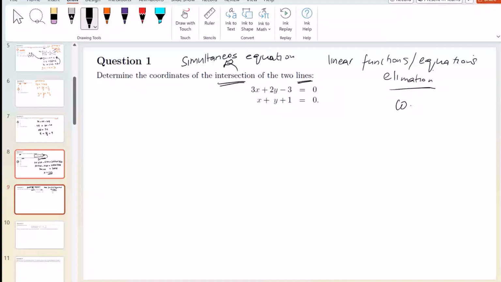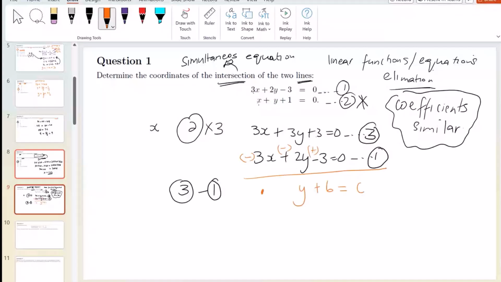To eliminate x, we can say equation 3 minus equation 1. When you do that, the signs are going to change, as 0 stays 0. So the answer here is going to give us 0, then 3y minus 2y is going to give us y, and 3 plus 3 is equal to 6 is equal to 0. Therefore, y is equal to minus 6.